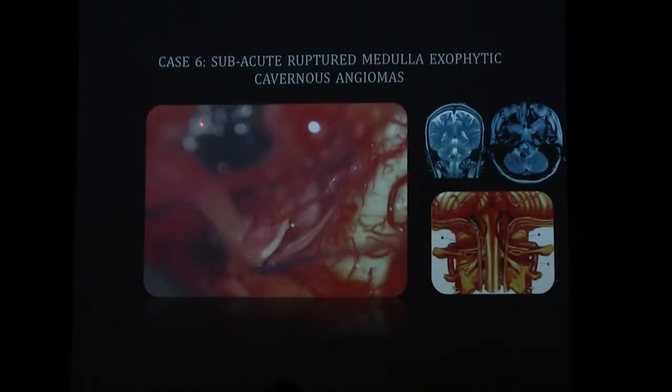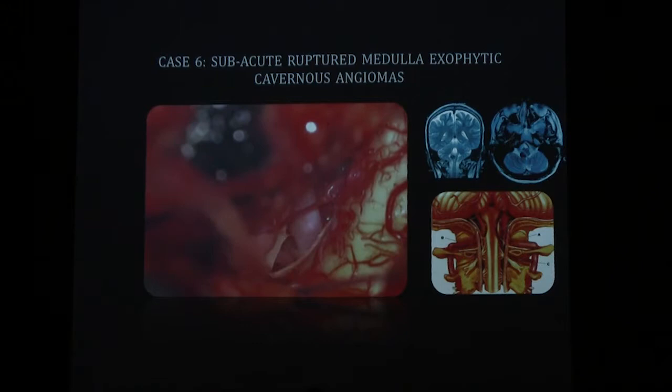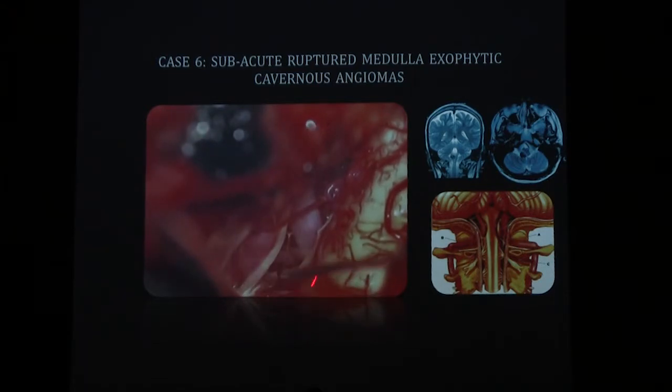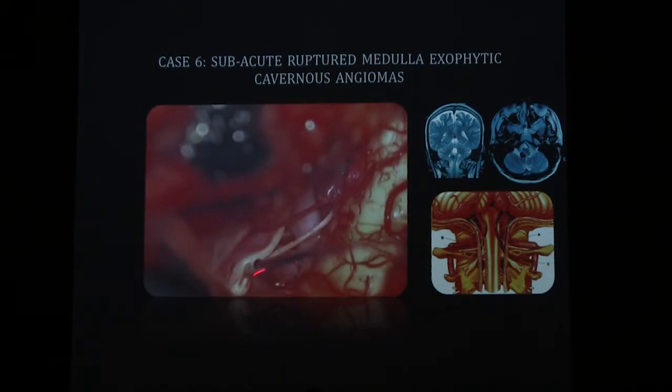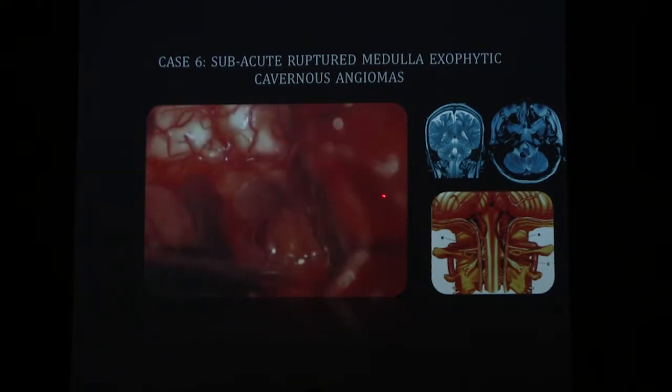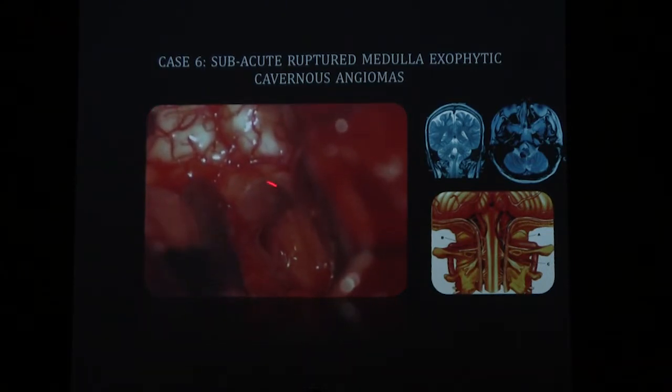This is a subacute rupture medulla exophytic cavernous angioma. You can see here, this is exophytic. Exophytic means not so difficult because we will not enter the medulla. You can see here, this is the anatomy, spinal cord here, lower cranial here, and vertebral artery here. Right? Important is to make a better anatomical imagination here. This is the lower cranial nerve here. Again, medulla. And this is the cavernoma.